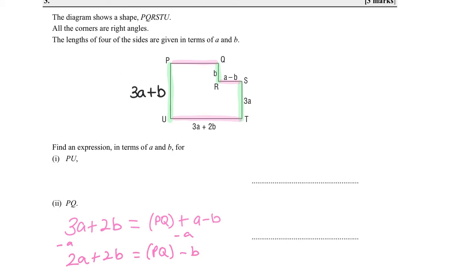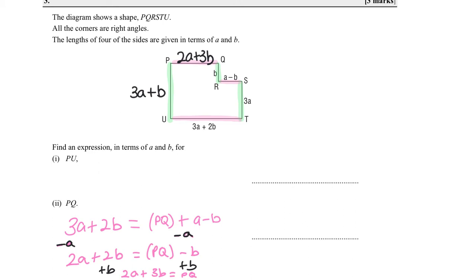Sorry, I should have written this in a different colour. If I add B to both sides, I'm going to get 2A plus 3B equals PQ. So this is 2A plus 3B, because this plus A minus B has to give me 3A plus 2B. And that's true. 2A plus A is 3A. 3B minus B is 2B. Now, the reason why I've worked it out this way is because we're working on our algebra this way. So there we have it.